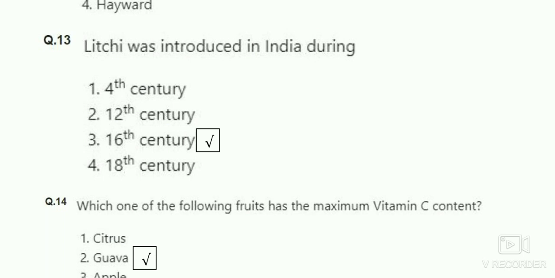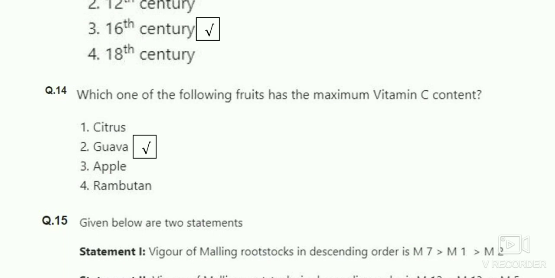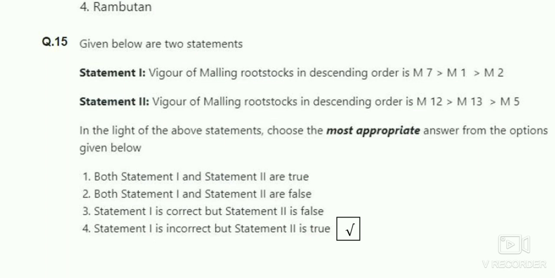Which of the following fruits have the maximum vitamin C content? So the right answer is guava. Given below, there are two statements about the vigor of Malling rootstock in descending order. Statement one is incorrect, but statement two is true.